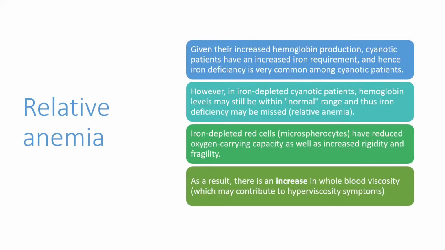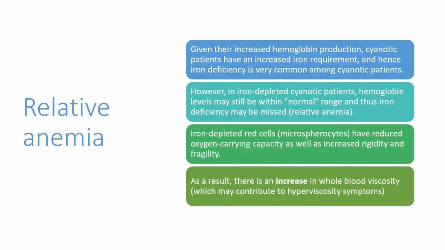There is a relative anemia. Now, that's important to remember when you're treating a patient with Tetralogy of Fallot, that because you've got an increased hemoglobin production, cyanotic patients have an increased iron requirement. You need more RBC, you need more iron. So iron deficiency is common. But even in the presence of iron deficiency, these people will have a hemoglobin which looks normal.